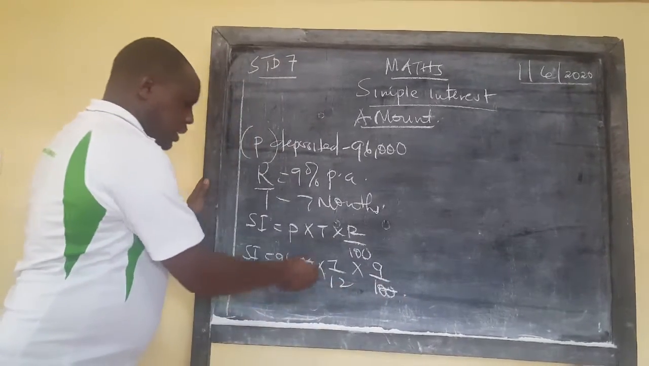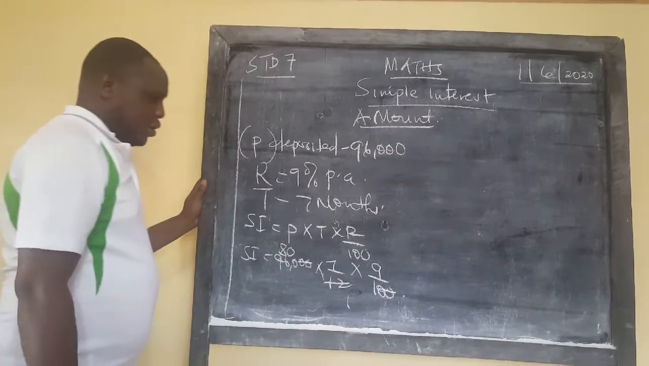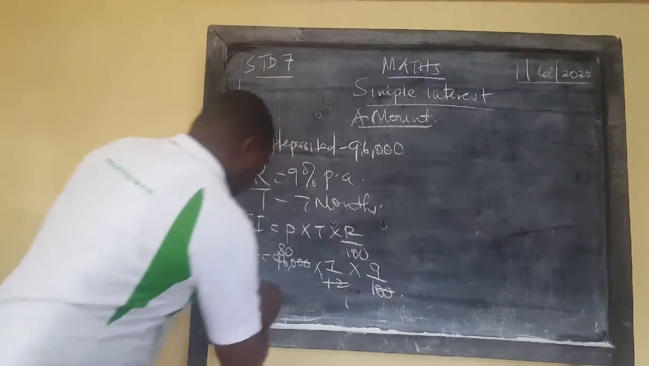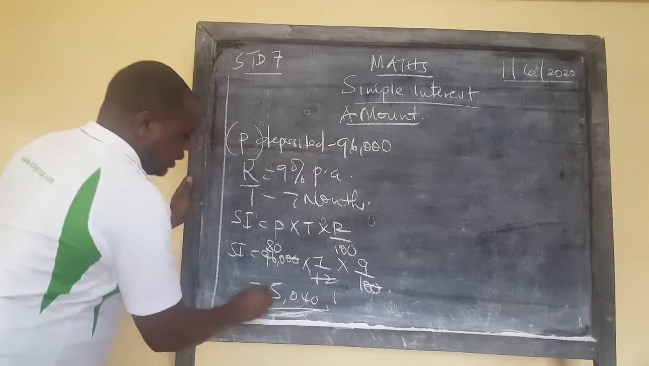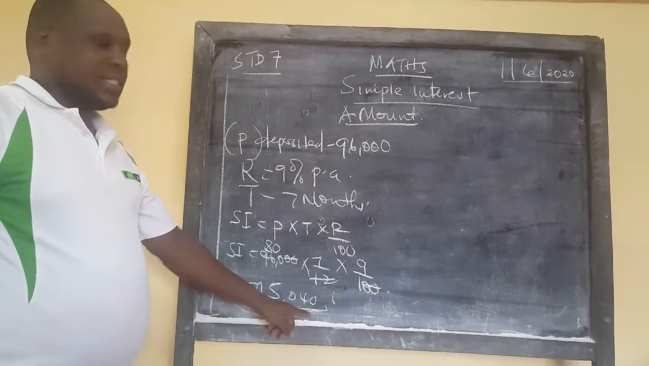This and this will cancel. By 12, 1 by 12, 8, and a 0. 8 times 7 times 9 will give you 5,040 shillings. So that was the simple interest, 5,040 shillings.